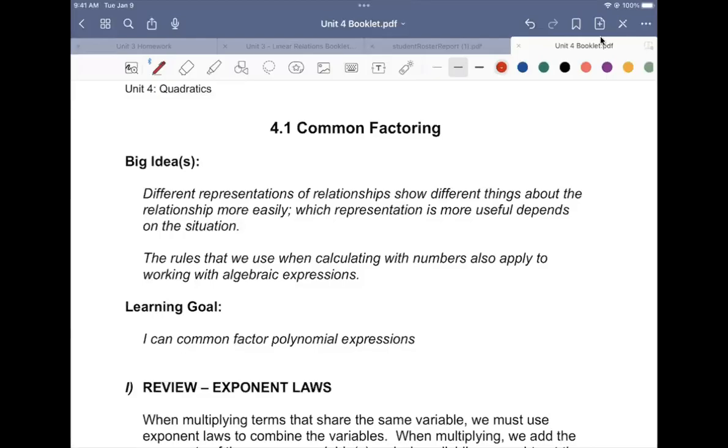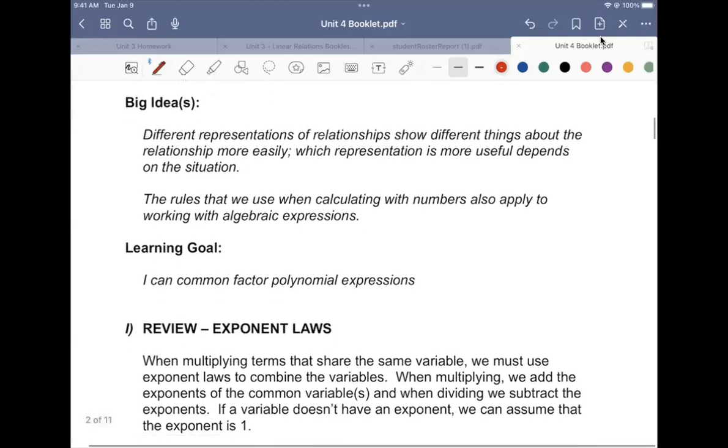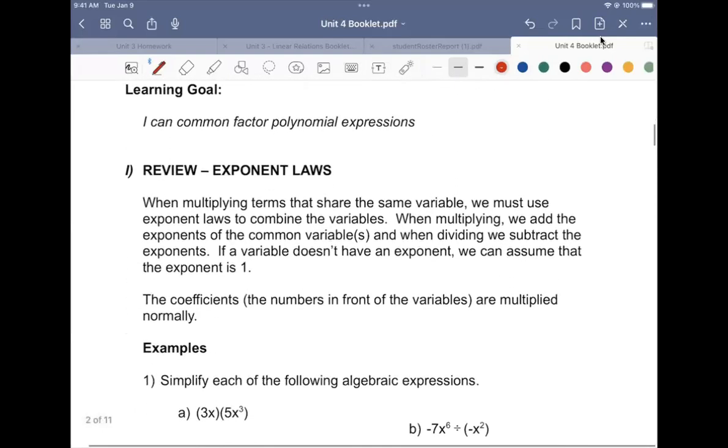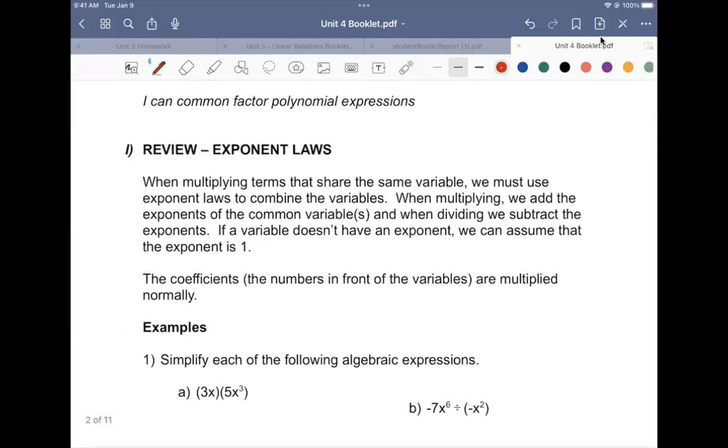All right, so for this lesson, we are going to be going over common factoring, and this is the start of our quadratics unit. So the main thing that we're going to learn how to do is how to factor polynomial expressions. We'll talk about what factoring means in a minute. Just want to go over a little bit of review so that we can see how we get to these steps.